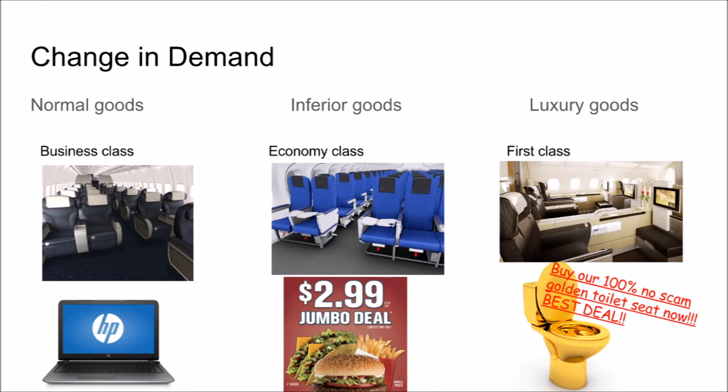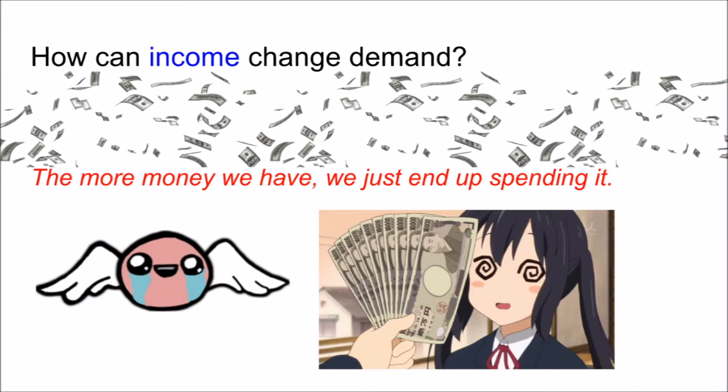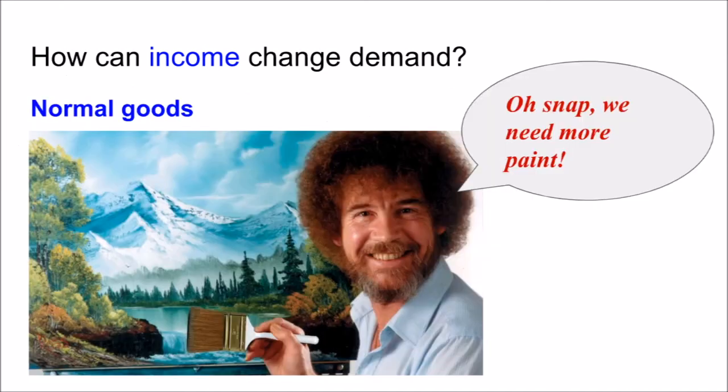Let's talk about income first. When income changes, demand changes. More income, more money for people to spend, basically. This is called disposable income. For normal goods, when income rises, demand rises because you have more money to spend on day-to-day goods. For example, if you like painting, you need paint. When your income rises, you can buy more colors, right?